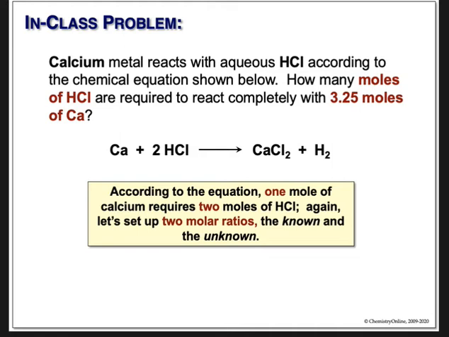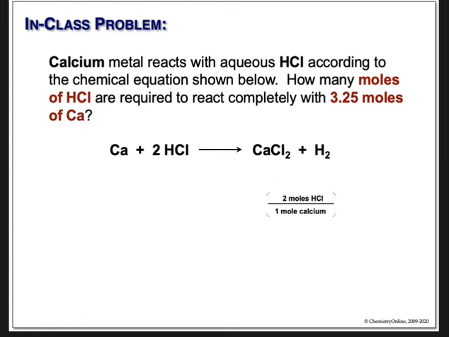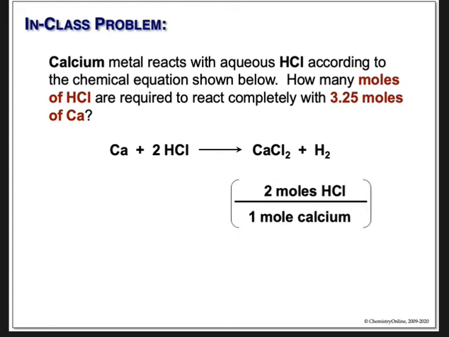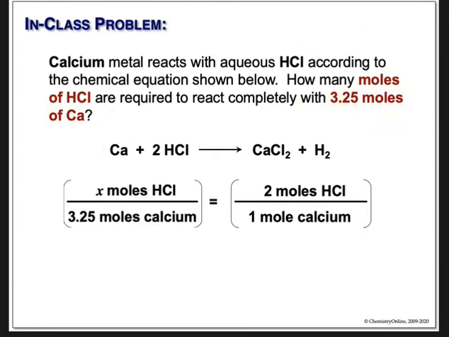Now, our given here is going to be calcium, isn't it? So let's set up this ratio with calcium in the denominator. So it will be 2 HCl's for 1 calcium. Our unknown ratio, what's X? X is simply moles of HCl. And our denominator is our given. That's 3.25 moles of calcium. X over 3.25, 2 over 1.